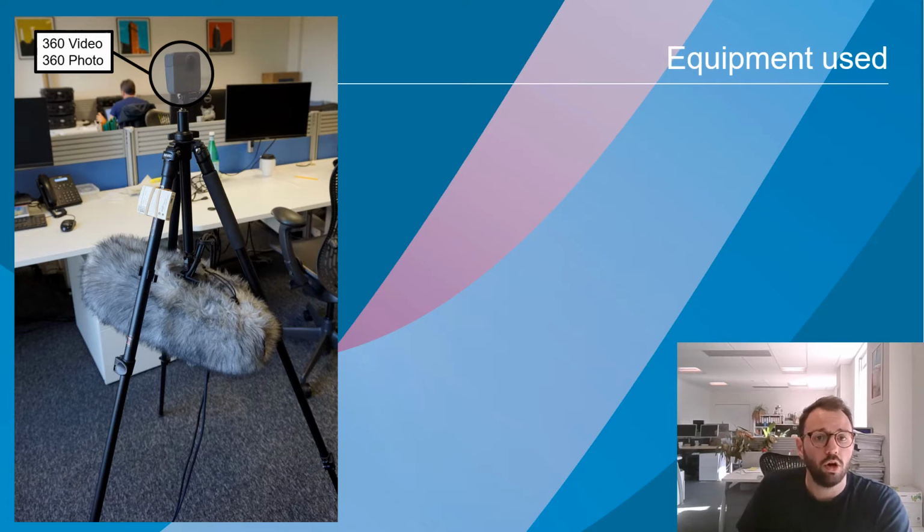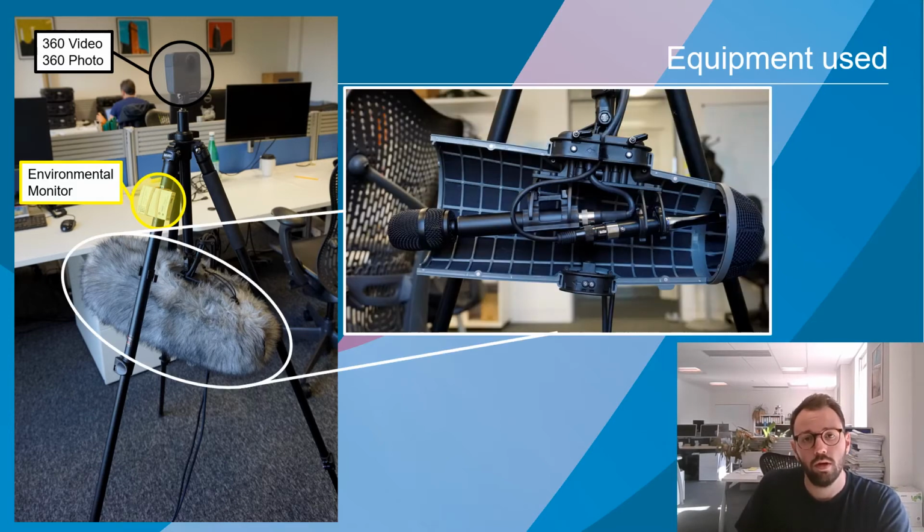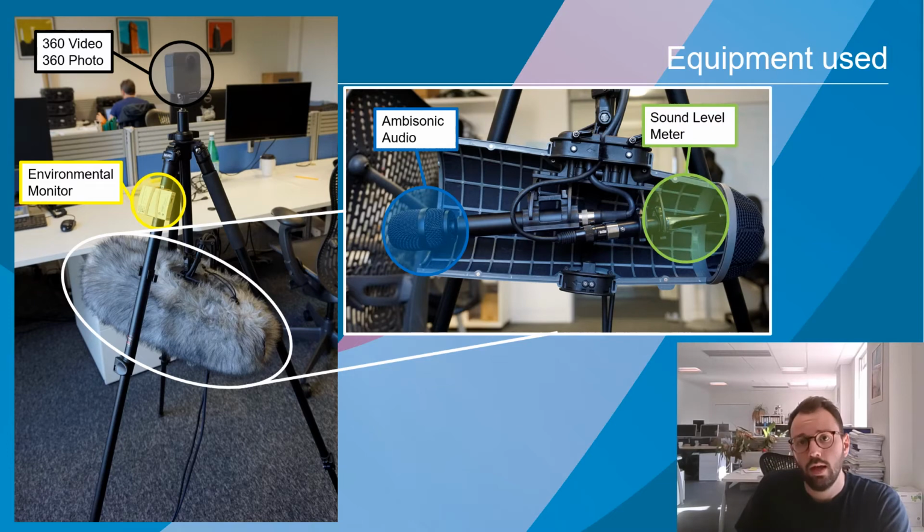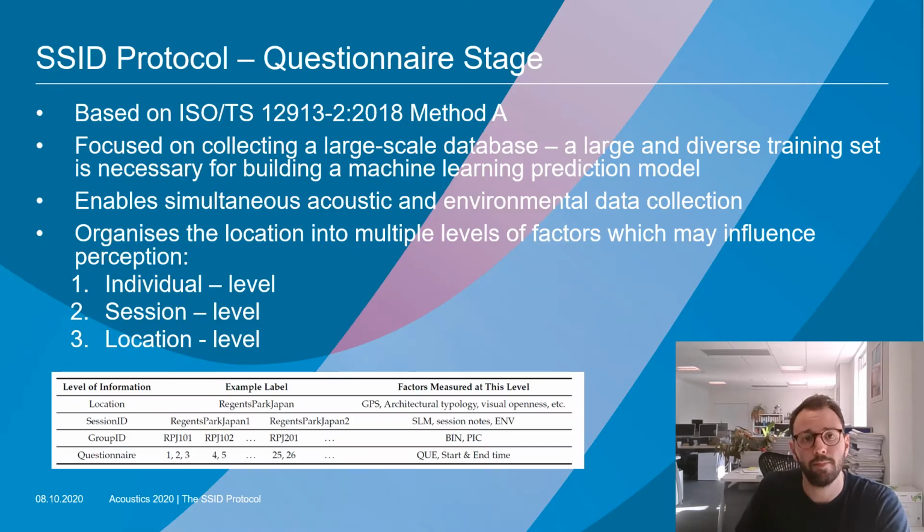So you can see here our entire setup is all contained within a single tripod, and we've got the 360-degree camera up on the top. We've got our environmental monitor, and then inside the fuzzy cat, we've got the ambisonic microphone and a sound level meter, all self-contained within this one tripod setup. And then the cables run off to each of their pieces of equipment in a backpack.